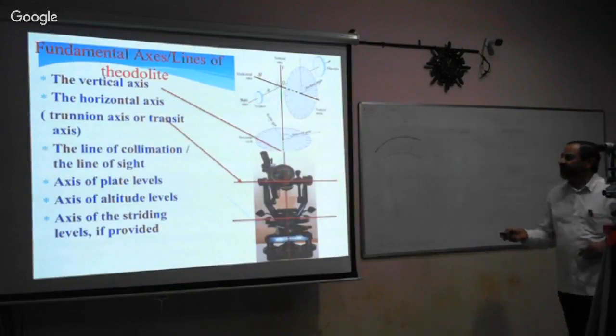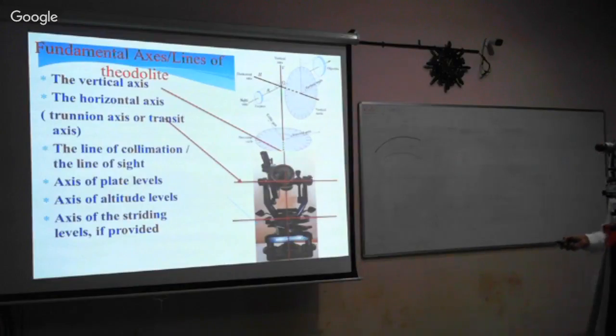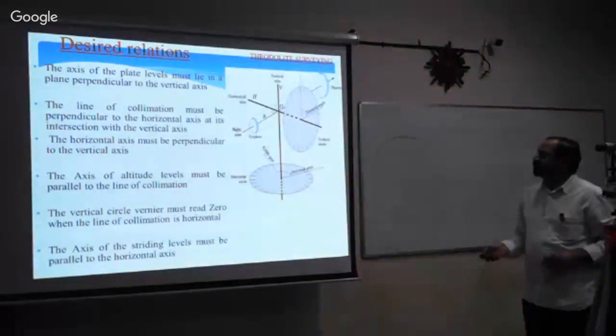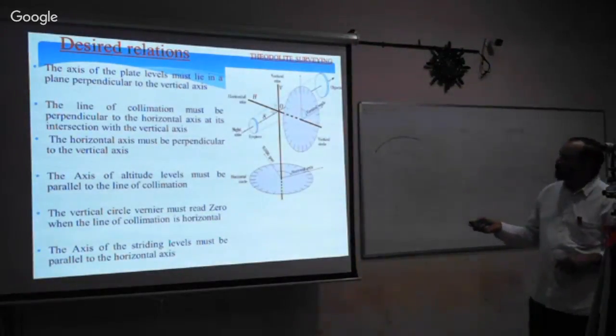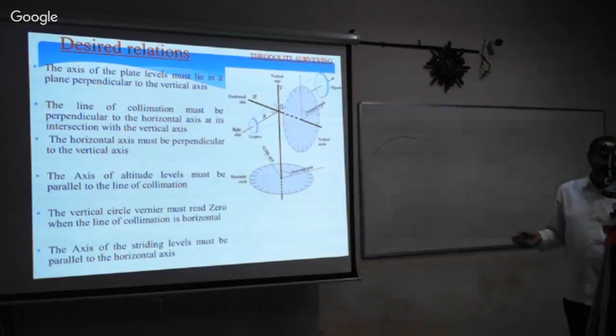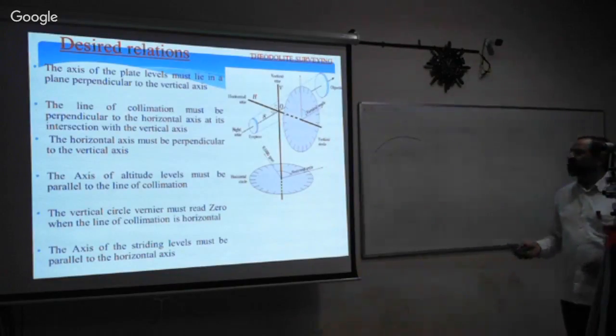Horizontal axis, or we can call it the trunnion axis. You can see that here. This is the horizontal axis, and we can also call this the trunnion axis. You can compare this. You can understand clearly if you go through these things, isn't it? Then the same thing I have explained again here, a graphical representation of the fundamental lines of the theodolite.